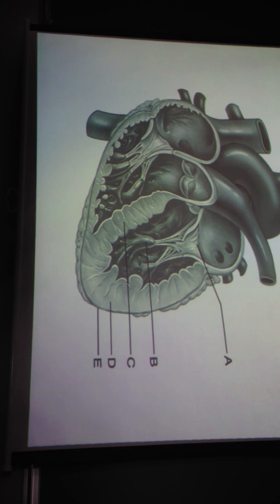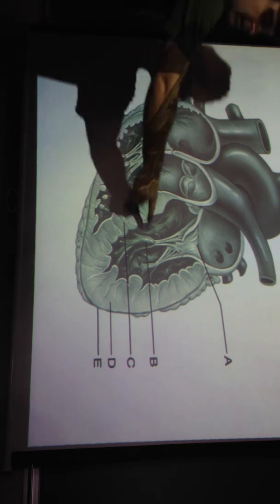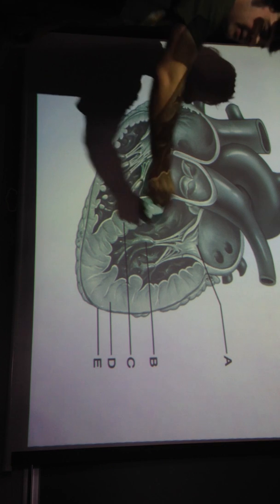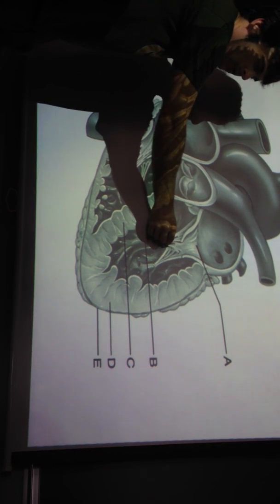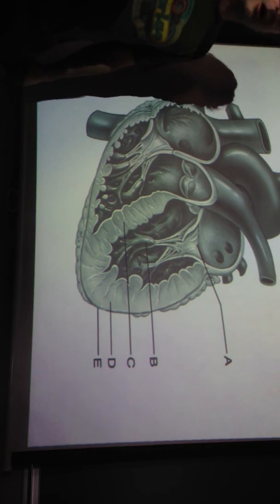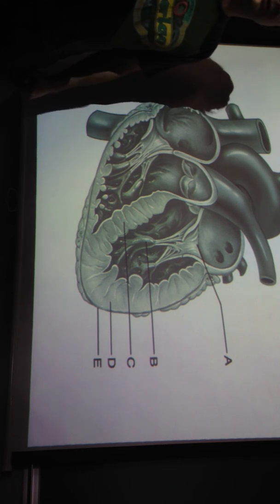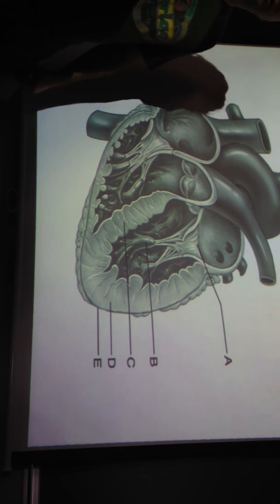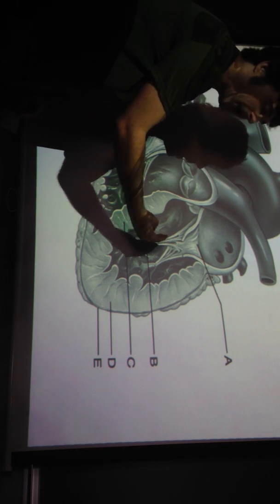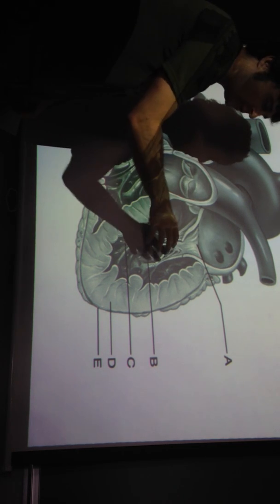So, identify the structure indicated by A. That's the bicuspid valve. Identify the specific structure indicated by B. That's the papillary muscle. And then these guys here are called the chordae tendineae. What's the purpose of the valve, the chordae tendineae, and the papillary muscle? They all serve a specific function. Unidirectional flow. They prevent backflow. Right? They're all there to prevent backflow.